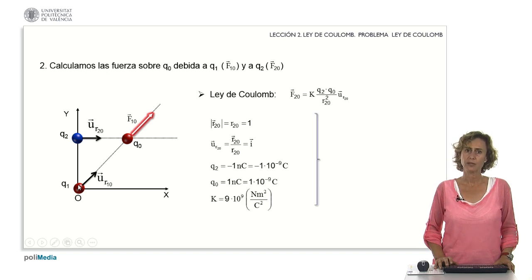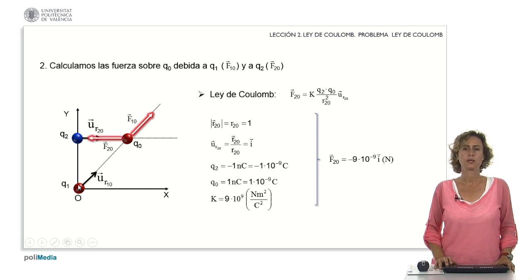We take into account again the value of K, and we substitute the values and obtain the value of F sub 2 sub 0, which is minus 9 times 10 to the minus 9, and we draw that force. The forces, as we are in the international system, will be given in Newton.